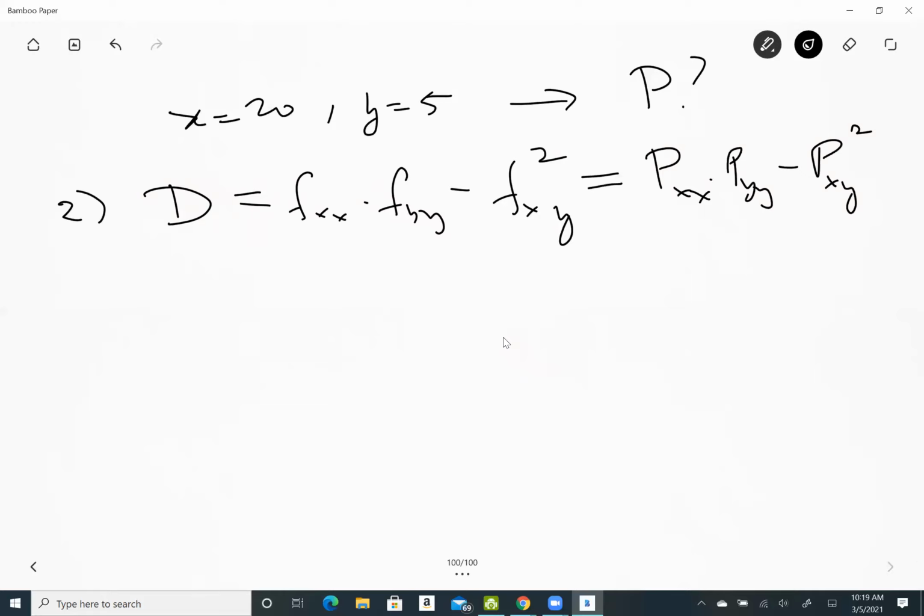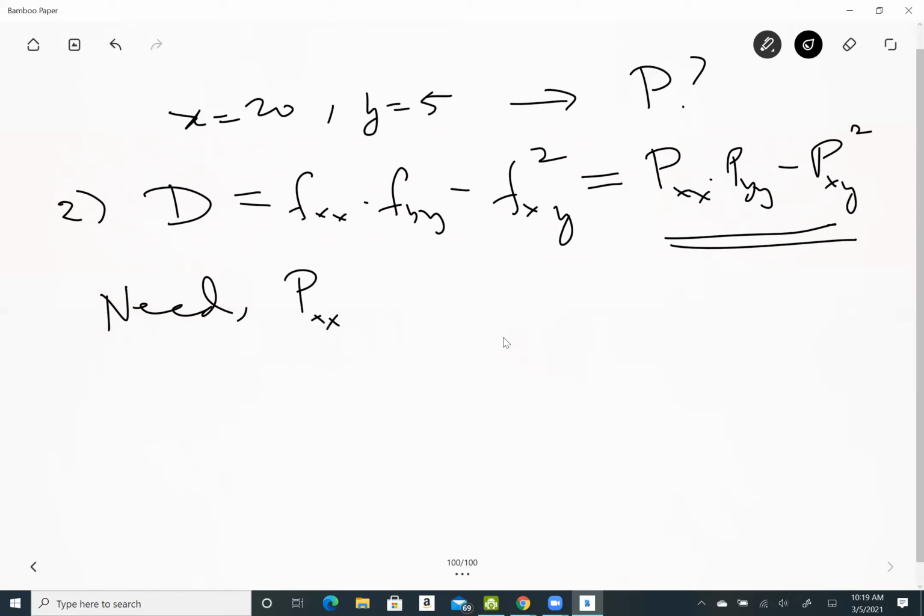So this is the thing that you need to solve. You get the second partial. What do you need? I need pxx. What is pxx? Take the derivative of px with respect to x. What do we get? We get negative 2.